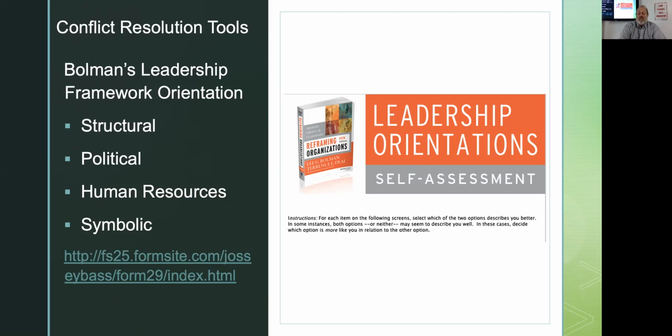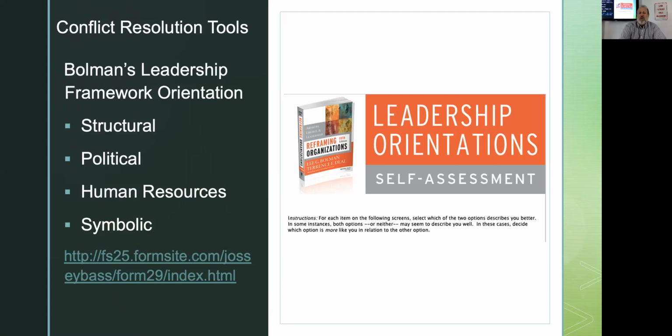But the four leadership frameworks are structural, political, human resources, and symbolic. I've provided a link there. What's great about this, the assessment is 100% free. Once you take that assessment, it will score you and how strong you are in these areas.